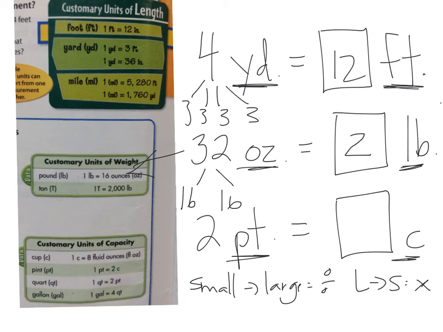On the third one, we are going from pints to cups. So we are going from large to small. So we are going to multiply. And for every pint, there are 2 cups. So we need to multiply 2 times 2, and you should have figured that to be 4 cups.